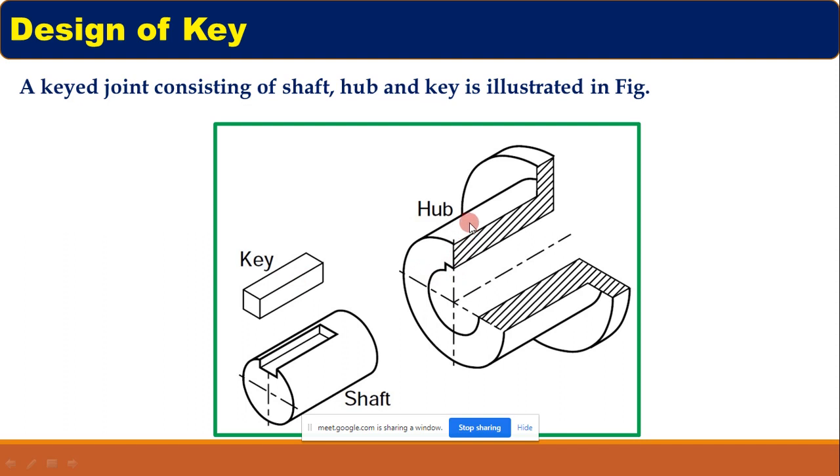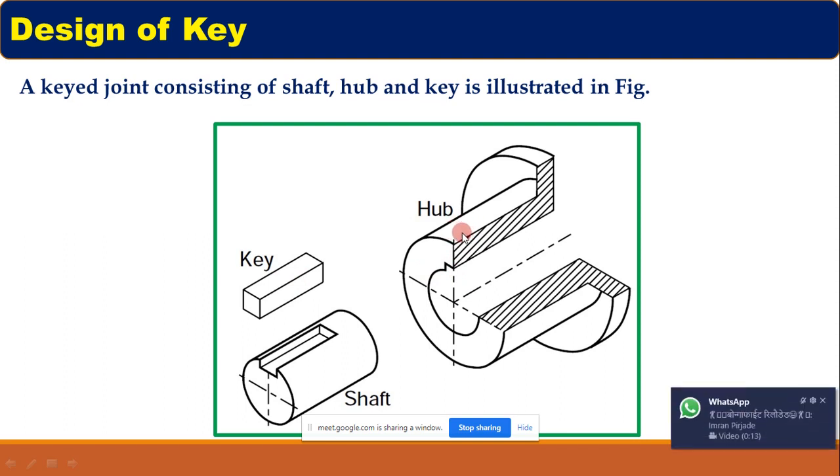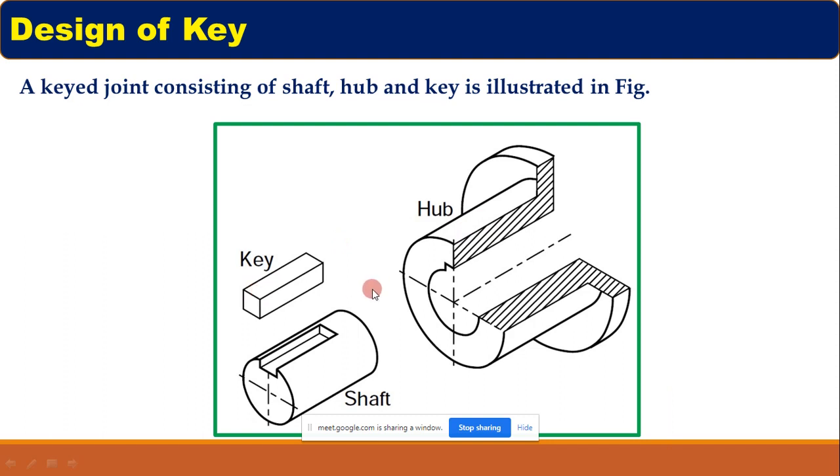So this hub is the part of a pulley, this hub is also part of a flywheel, this hub is also part of a coupling. So whichever rotating machine element you want to mount on the shaft, the hub is present, and this hub consists of a keyway where the key is inserted. That's why hub is the part of pulley, flywheel, couplings, all these rotating elements.